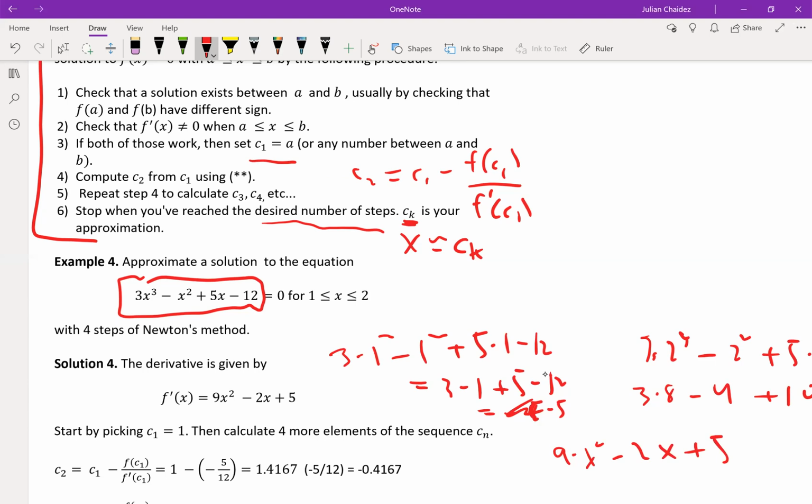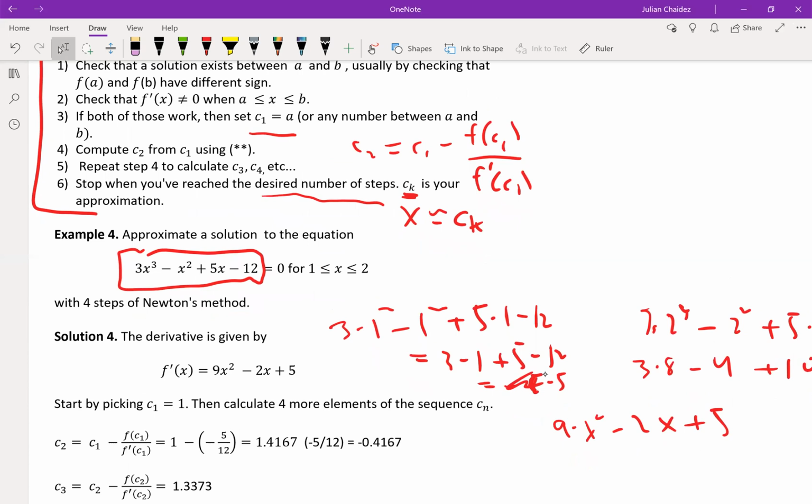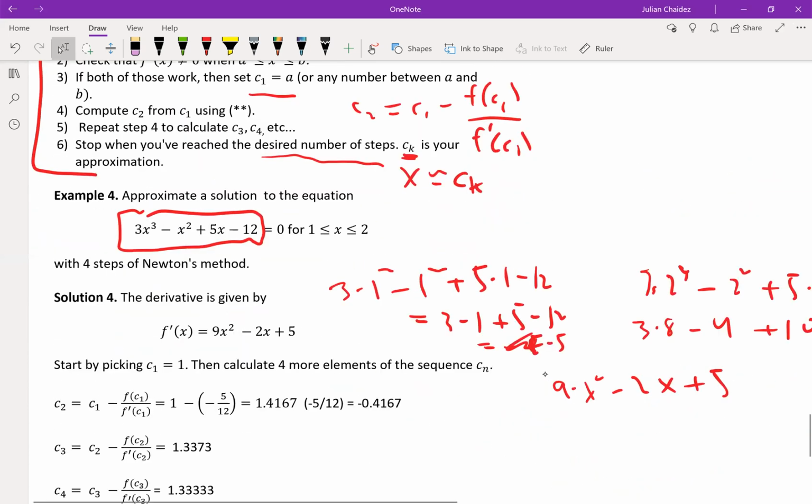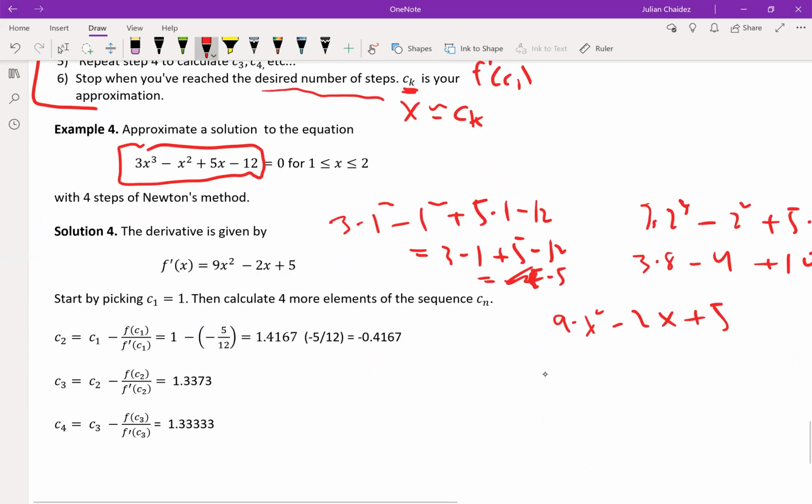So based on both of those working, now I can find an approximate 0 by following the procedure that was set out here. So I take C1 equal A, so that's C1 equal 1. Then I calculate iteratively 4 elements of this sequence Cn, right? So C2 is given by C1 minus f of C1 divided by f prime of C1. So that's 1 minus negative 5 over 12, which is 1.4167.